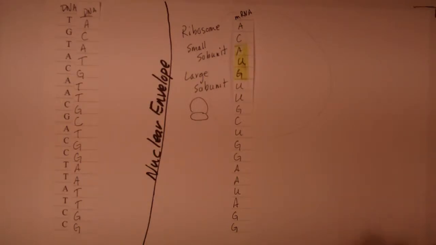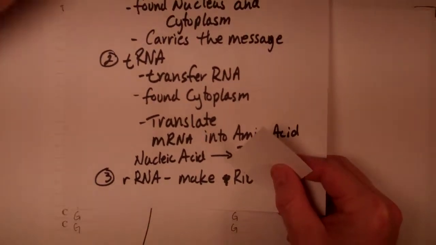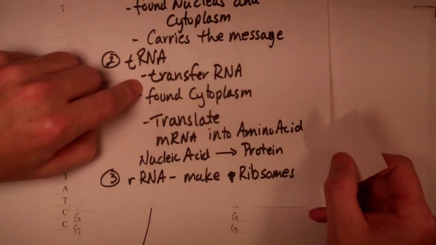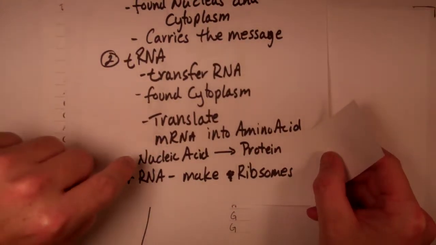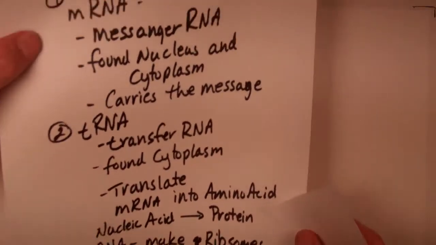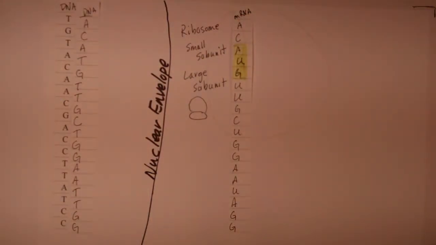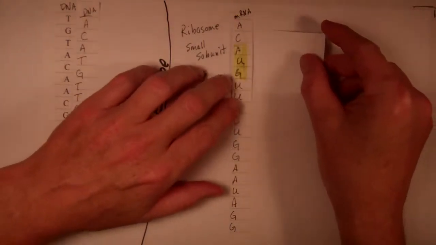Now, out in the cytoplasm, floating around near the ribosome, are these smaller pieces. These small pieces are tRNA. If you'll remember from the first video, the tRNA is called transfer RNA. It does the actual translation. The ribosome does the reading of the message, the mRNA, but the tRNA actually does the translation.